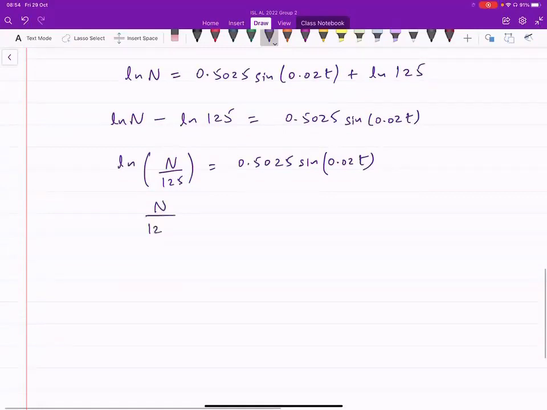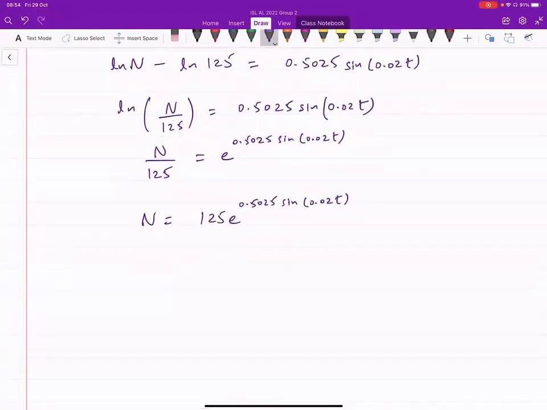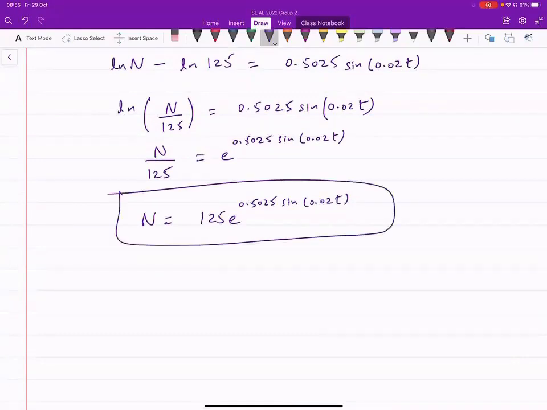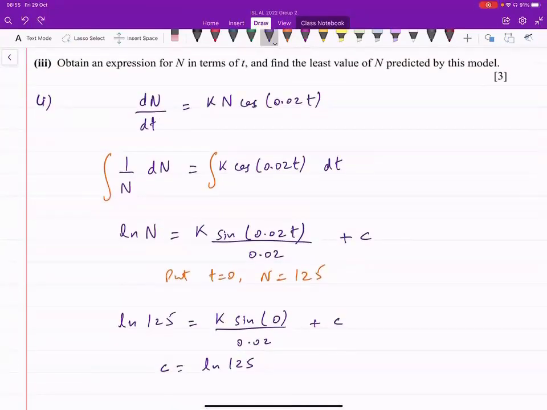So we'll have n over 125 equal to e raised to power 0.5025 sine of 0.02t, and then n equals 125 e raised to power 0.5025 sine 0.02t. This is what we get. No problem there. So we have n in terms of t. It said obtain an expression for n in terms of t. We have done that. We made n the subject.